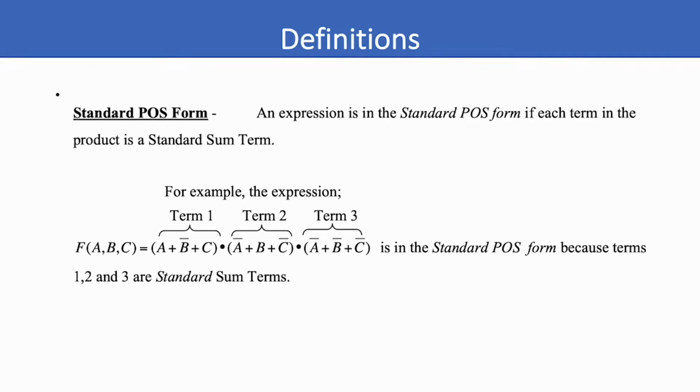The standard product of sums form just states that it's a product of sums form, but every sum term in this product is a standard sum term. That means that each term contains all three literals, for instance, ABC in this function. A plus B bar plus C, that's a standard sum term. Term 2 contains A bar plus B plus C bar. That's a standard sum term. Term 3 contains A bar, B bar, C bar. Again, that's a standard sum term because they have literals A, B, and C within the term. This is called a standard product of sums form, or POS form, because terms 1, 2, and 3 are standard sum terms.